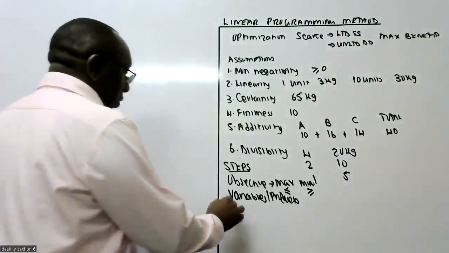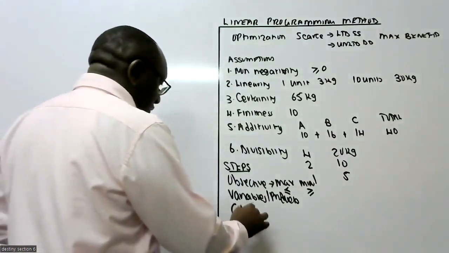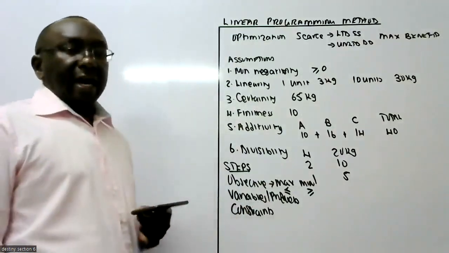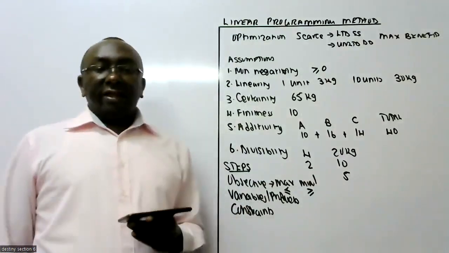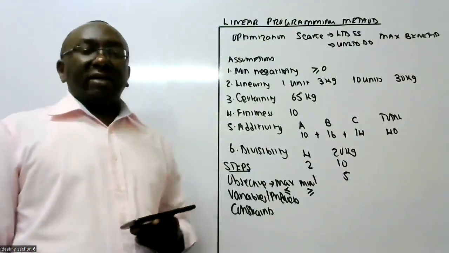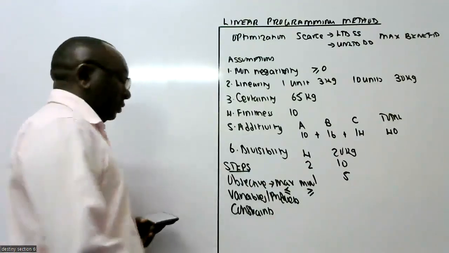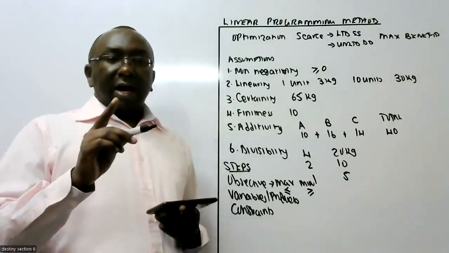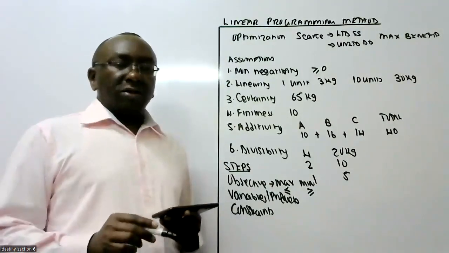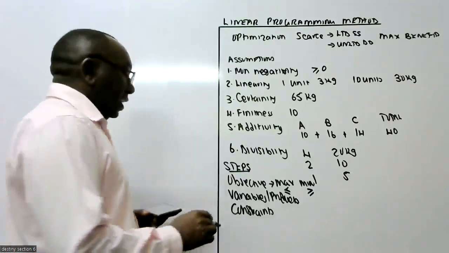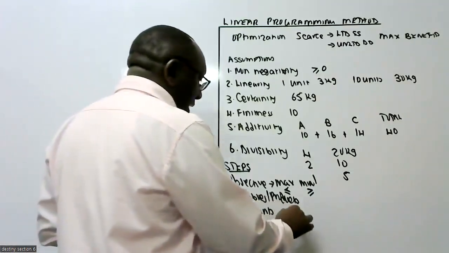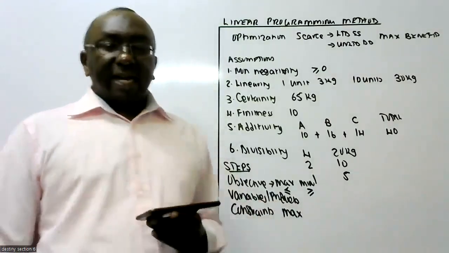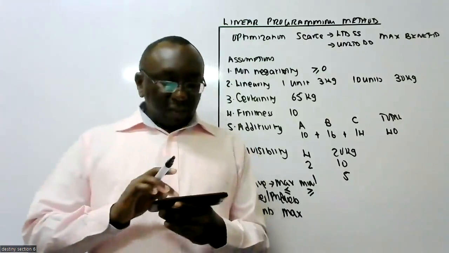Then number 3, we talk of the constraints. Now the constraints, these are the items that represent scarce resources. And for any resource to qualify to be a constraint in a program, the maximum quantity available must be provided in a question.